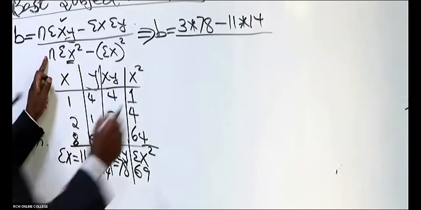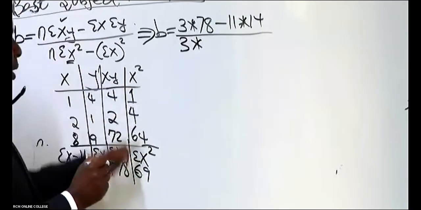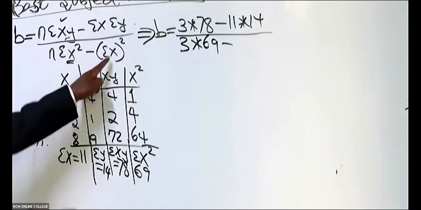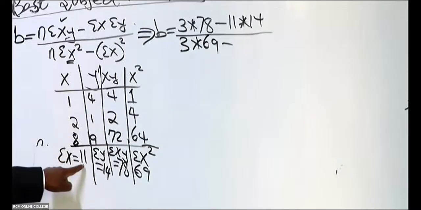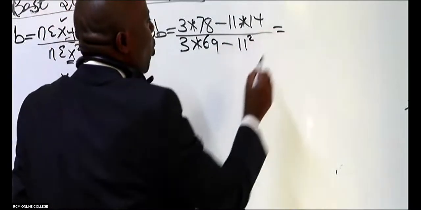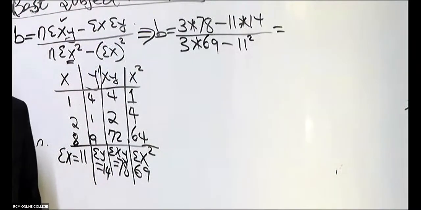N, which is 3, times sigma X squared, which is 69, minus the summation of X, which is 11, squared. So here you have to go slowly. First of all, give me the numerator value. 80.